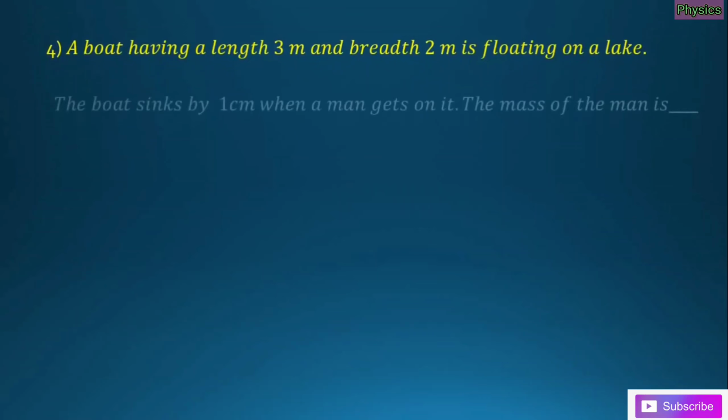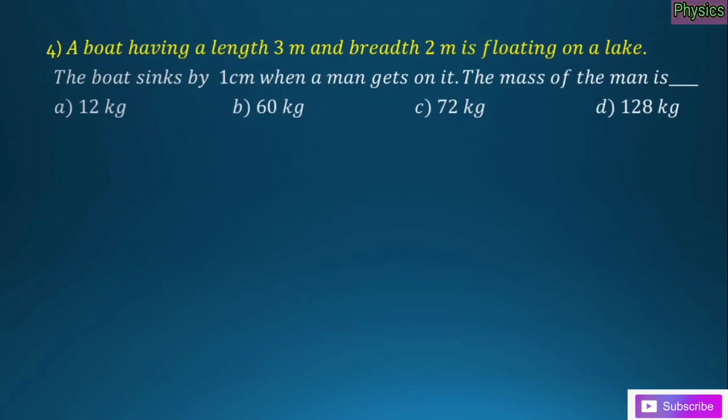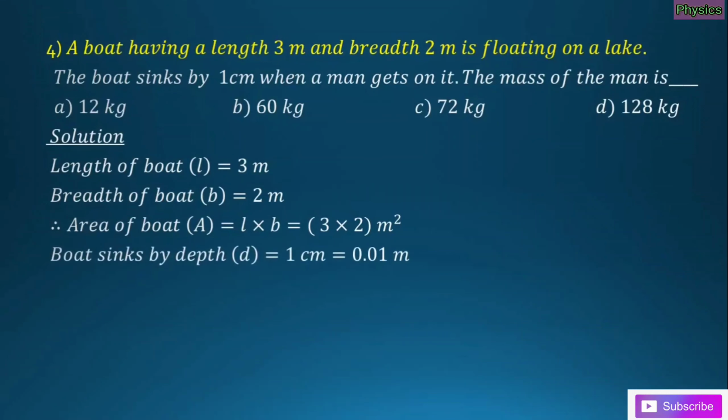Option D is the answer. In question number 4, we have a boat having a length of 3 meter and a breadth of 2 meter floating on a lake. The boat sinks by 1 centimeter when a man gets on it. The mass of the man is, you have to know the length and breadth of the boat, and the area equals L into B, that is 3 into 2 means 6 meter square. The boat sinks by depth, let it be d, that is 1 centimeter equals 0.01 meter.